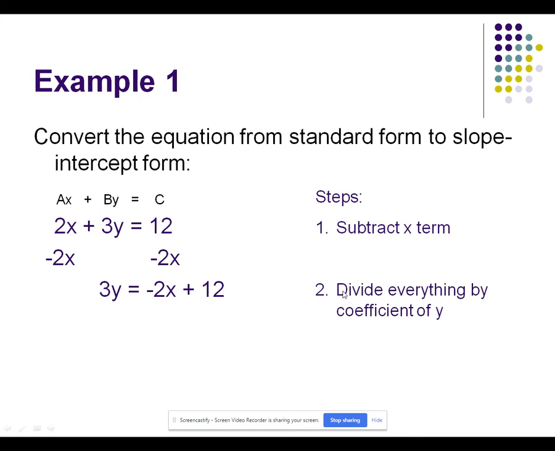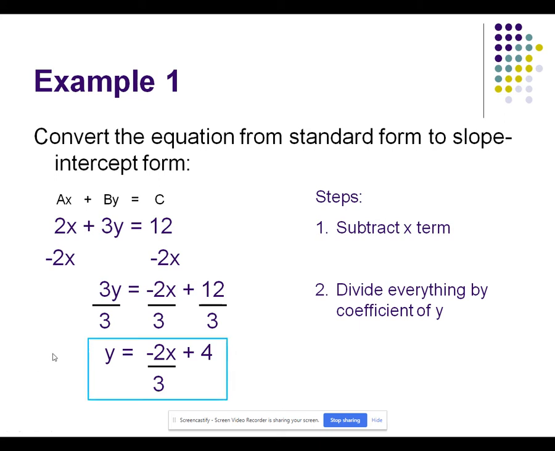And then step 2, divide everything by the coefficient of the y. What's in front of the y? There's a 3 there, so I divide everything by 3. 3 divided by 3 is 1. Negative 2 divided by 3 gives us a decimal. We don't want a decimal, so we just leave it as negative 2/3. And then 12 divided by 3 is 4. So that's all you do. So all we're working on is going from standard form to slope-intercept form. All right. Let's look at another one.